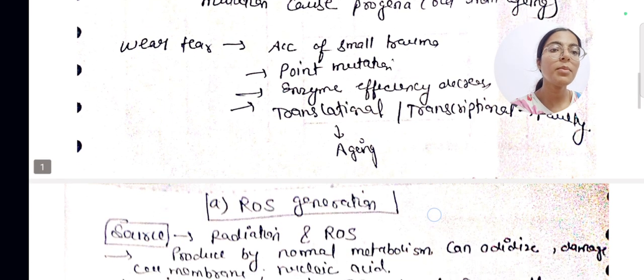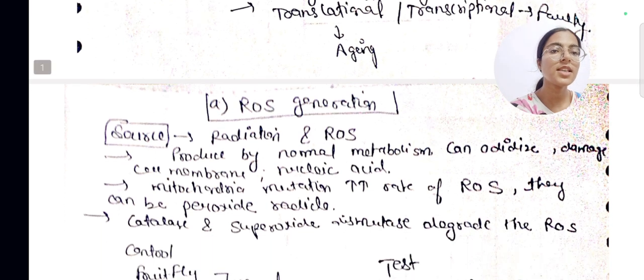We'll start with part A, which is reactive oxygen species generation. The source of this is radiation, and reactive oxygen species, basically produced by normal metabolism, can oxidize and damage cell membranes and nucleic acids. They are produced by the mitochondria. If there is a mutation in the mitochondria, there will be an increased amount of reactive oxygen species, and this will release hydrogen peroxide radicals, which are very harmful to the cell or the body of a person.